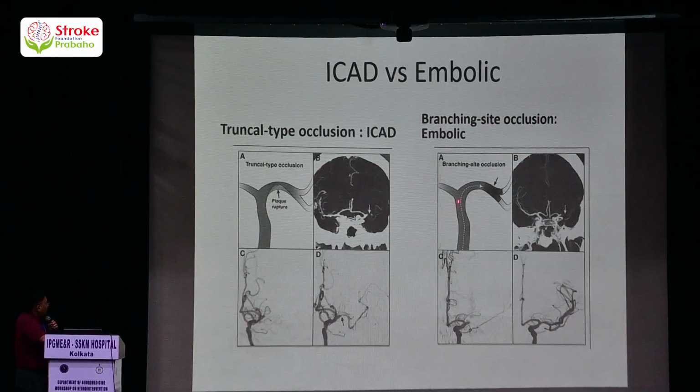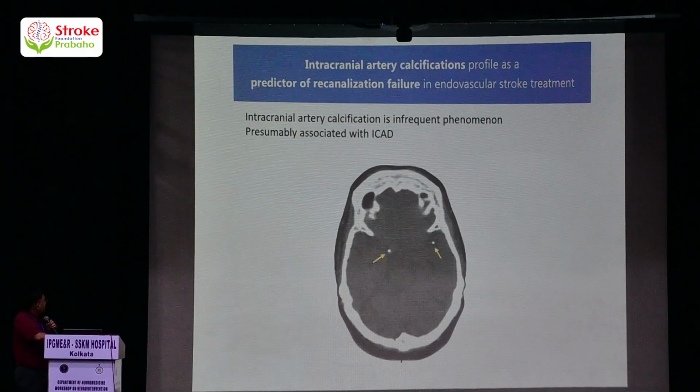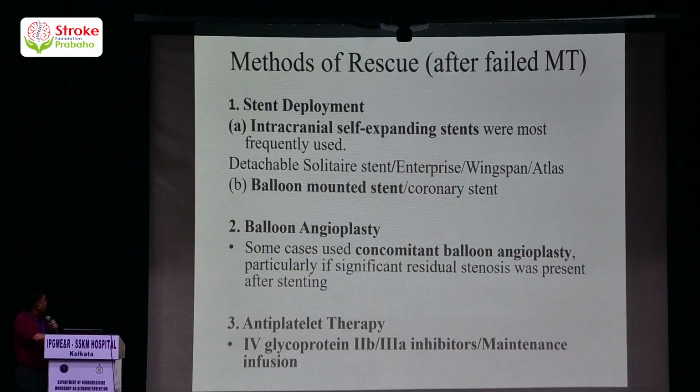And in embolic occlusion, it is called the branching side occlusion. So the artery is occluded here, and it is suddenly cut off, and you cannot see the distal flow in the branches. Here you can see the distal flow in the branches. Here the distal flow in the branches is not visible. And sometimes you can find calcification in the intracranial vessels. Again, it is an indicator of intracranial atherosclerotic disease.